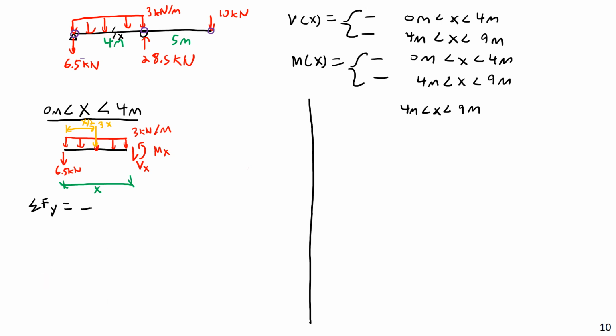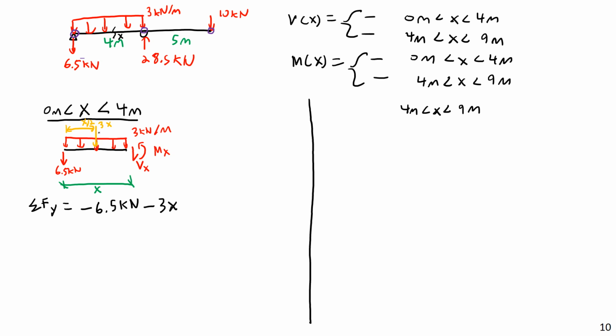So I will have negative 6.5 kips. I did it again. Kips, not kilonewtons. Every time. I'm just too much of an American. Anyway. Negative 6.5 kilonewtons. And then minus 3x.